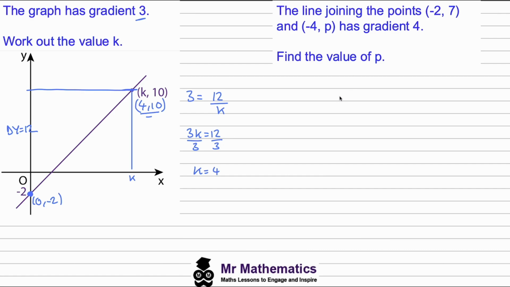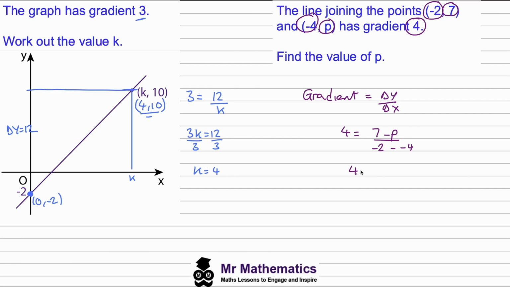Okay, so welcome back. So we keep to the same idea. The gradient will be the change in y divided by the change in x. And we're told that the gradient is 4. Now the change in y will be the difference between the 7 and the p. These are both the y values. So we'll have 7 take away p. And the change in x will be the difference between the -2 and the -4. So -2 minus the -4. And when you subtract a negative, it becomes a positive.